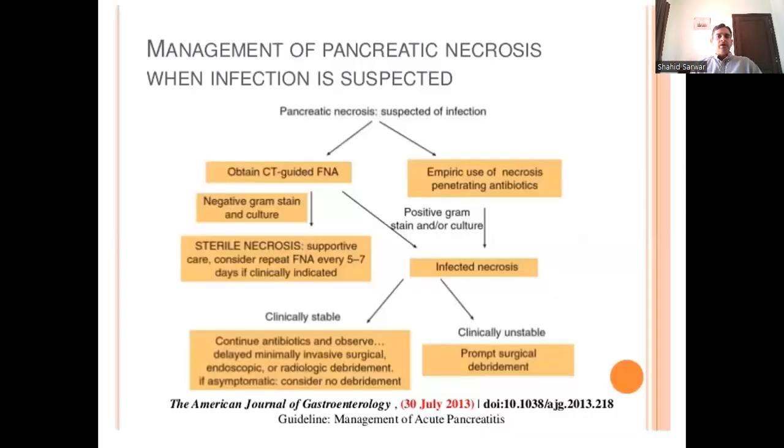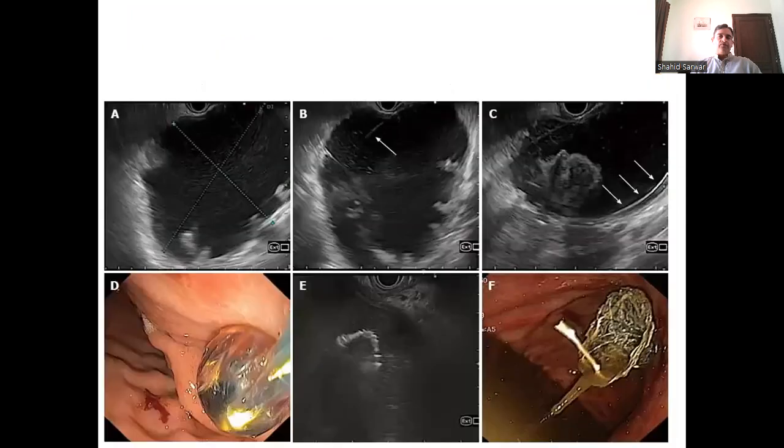So just to give you an idea how to handle pancreatic necrosis: if somebody has necrosis and you are suspecting infection based on his clinical condition, his TLC count, and the progress of the disease, then you will have to get a CT-guided FNAC. If it is sterile, you will wait, and you may repeat this fine needle aspiration after 5 to 7 days if the patient is still not improving. If it is infected, you have to start aggressive antibiotics with all the rest of the management, supportive care, and avoidance of multi-organ failure. And if the patient still fails to settle, then comes the role of surgery in necrotizing pancreatitis.